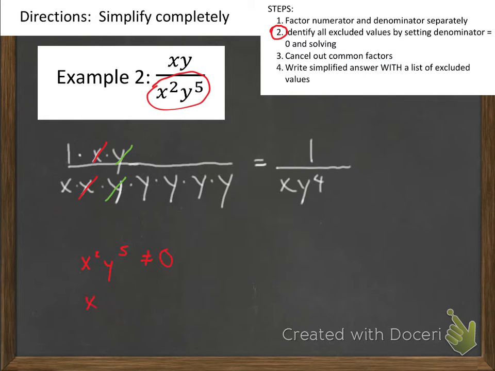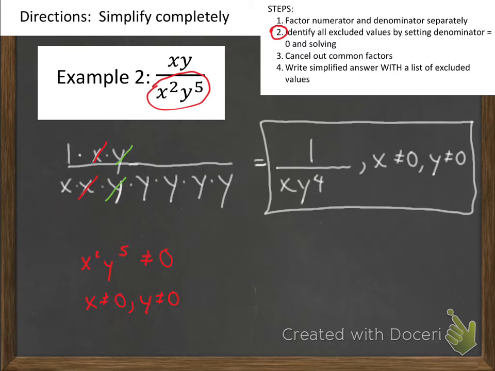Well, that means that x can't be equal to 0 and y cannot be equal to 0. So those are our two restricted values, and we're going to add those at the end of our answer. And that is our complete answer. So again, we wrote our simplified answer with a list of these excluded values. Oops, sorry about that. So don't forget this part over here.